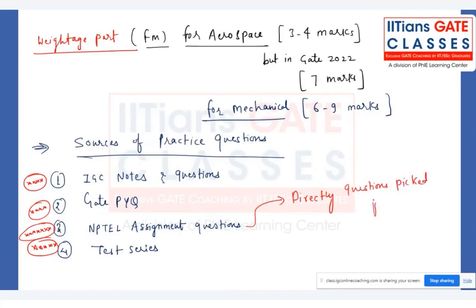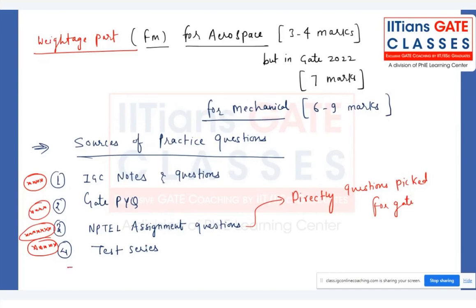Directly the questions are picked for GATE, because these assignments are prepared by the IIT professors, and they are the ones who are preparing the actual GATE questions, right? So instead of wasting too much time, they directly take the question and modify it a little bit, right? So this is very important.